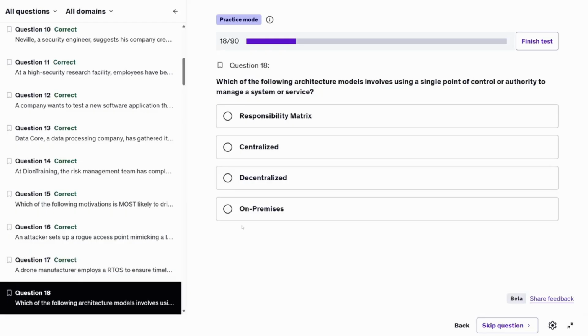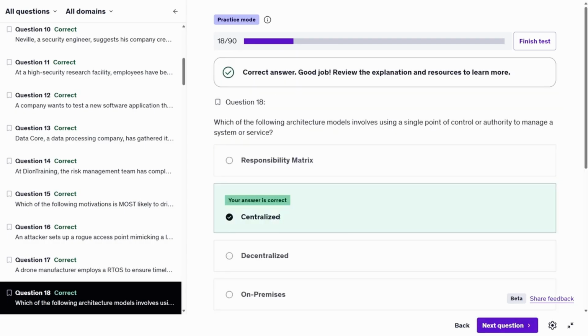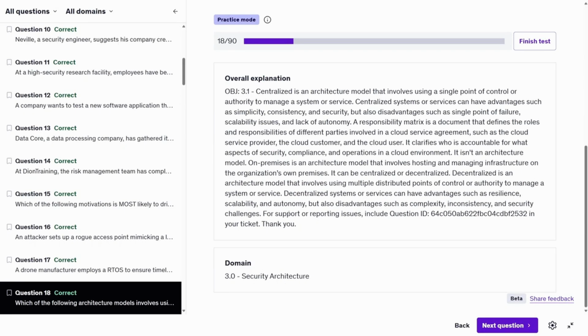Which of the following architecture models involves using a single point of control or authority to manage a system or service? And that is what we would refer to as centralized. Centralized is an architecture model that involves using a single point of control or authority to manage a system or service. Centralized systems or services can have advantages such as simplicity, consistency, and security, but also disadvantages such as single point of failure, scalability issues, and a lack of autonomy.